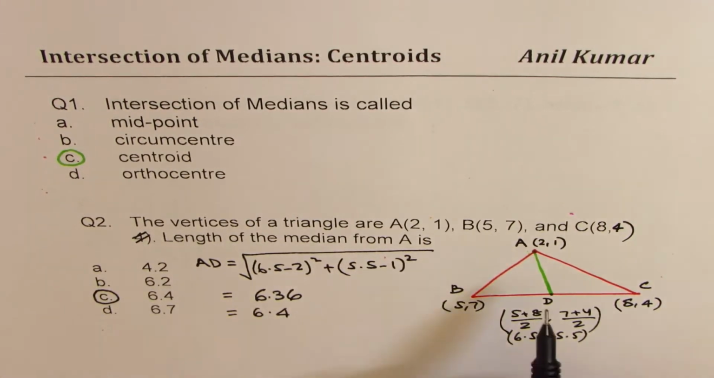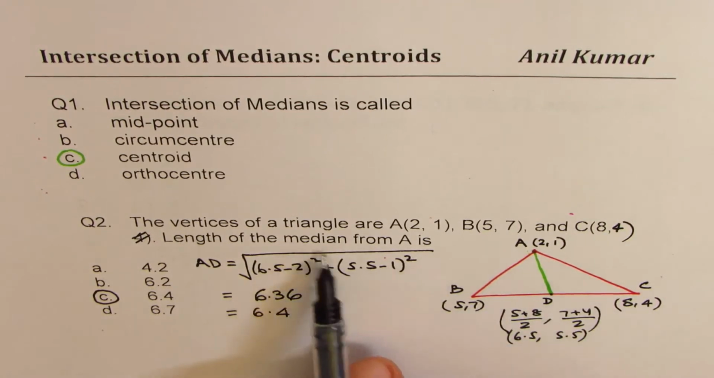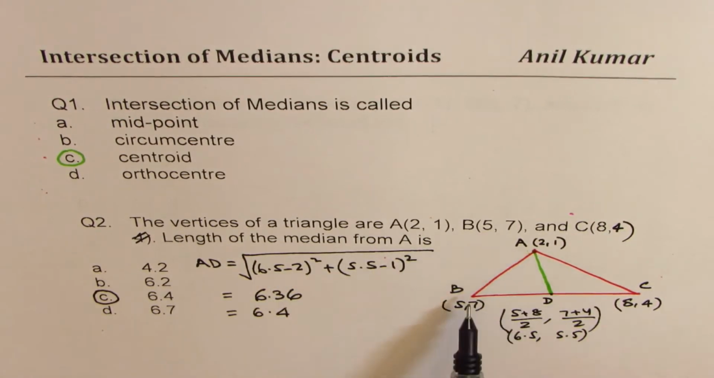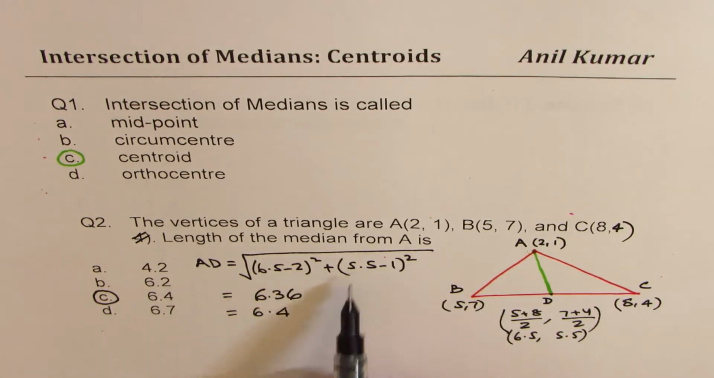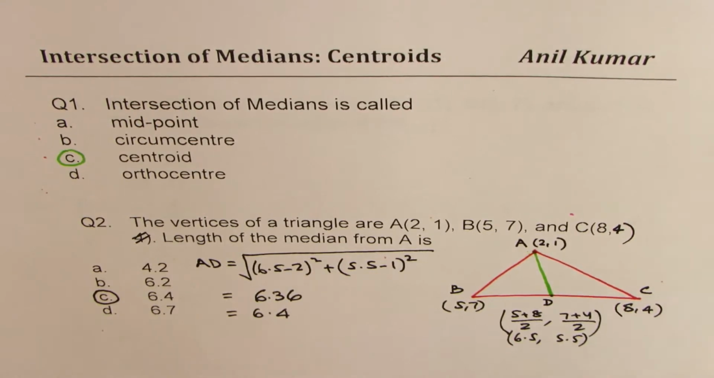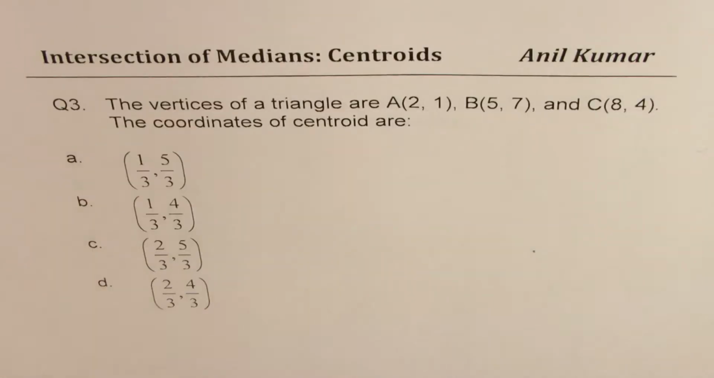So I hope the steps are clear to you. If you have to find the length of a median, find the midpoint of the opposite side, and then once you know the midpoint, use the distance formula to find the length of the median. Perfect. Now let's move on to question number 3.